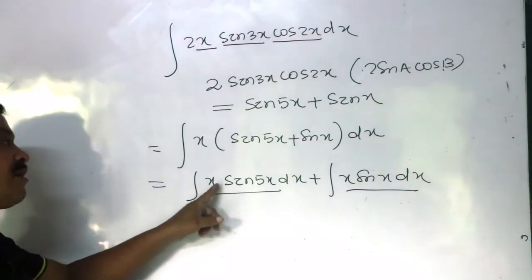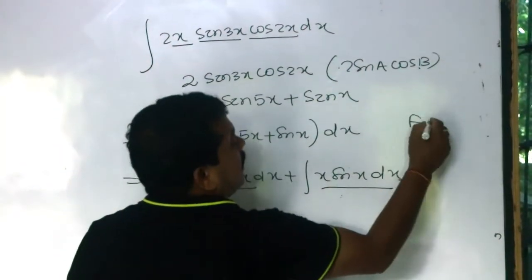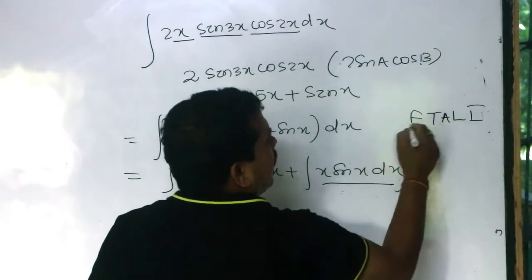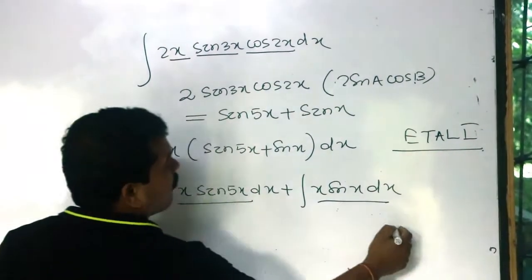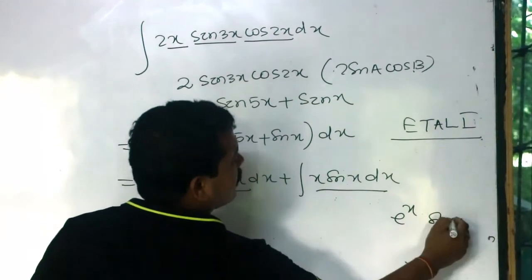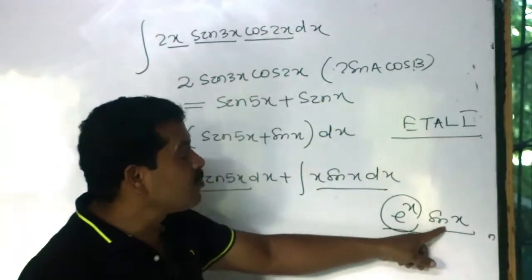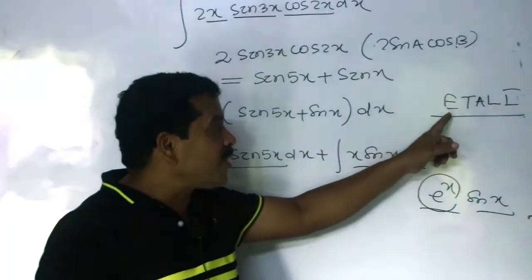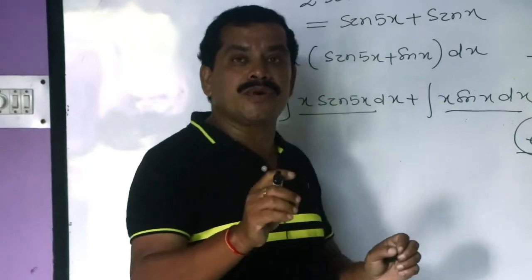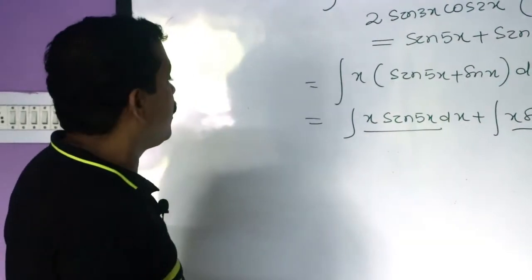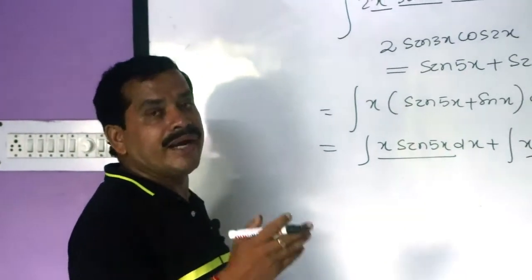Here x will be the second function and sin 5x will be the first function, because by the word ILATE, in this order we can choose which one will be the first function and which one will be the second function. Suppose one function is e to the power x, another is sin x. In this case, always e to the power x will be the first function, sin x will be the second function, because e comes first then t. So in order we can choose which one will be the first function and which one will be the second function. Then we use the rules of integration by parts. Then you can evaluate easily.